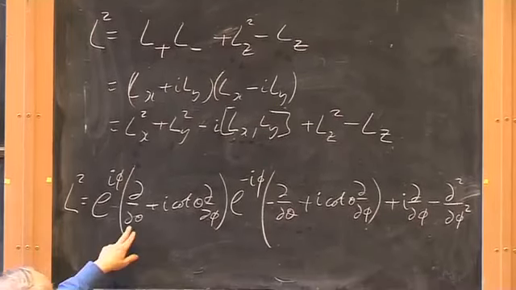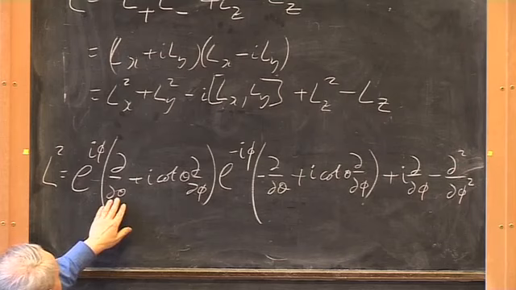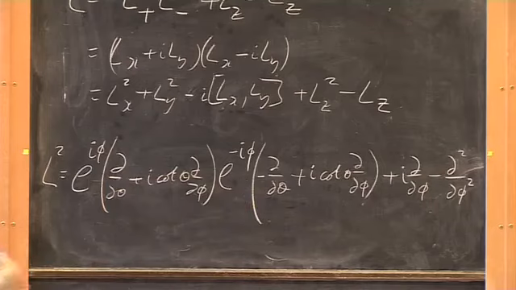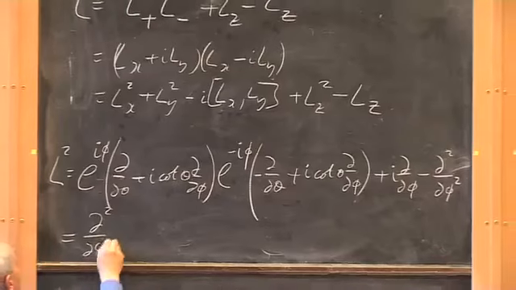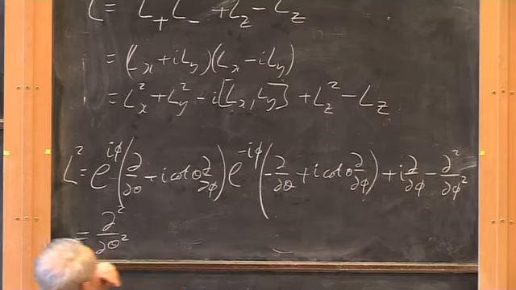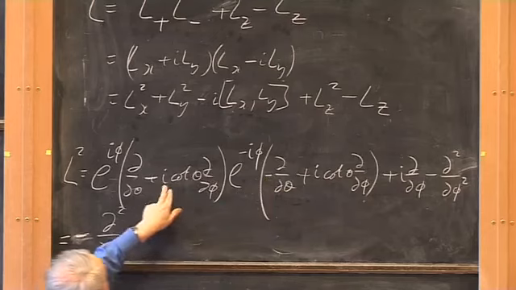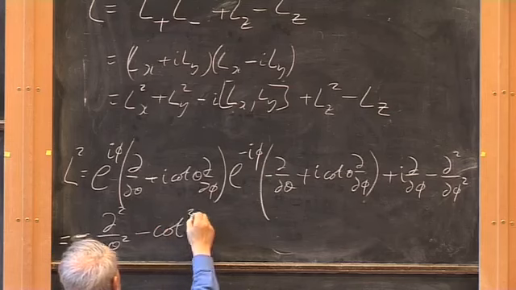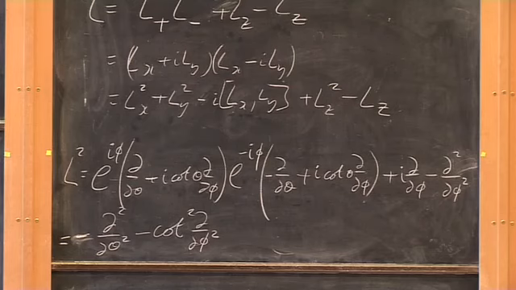Some parts of it are easy, right? At the end of the day, we will have terms where this is multiplying this, and these two exponentials have killed each other off. So we will have a term like d2 by d theta squared. There'll be a minus d2 by d theta squared, because one of these has a minus sign. These two will create a minus cot squared d2 by d phi squared. That's the easy part.